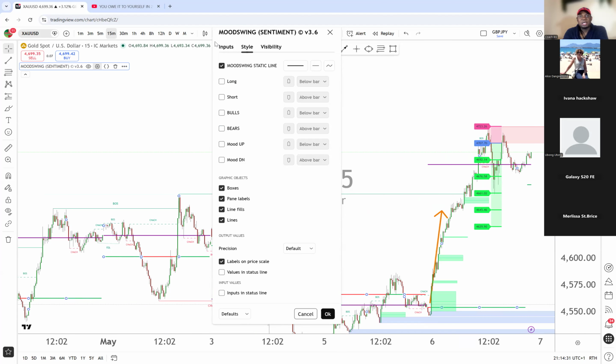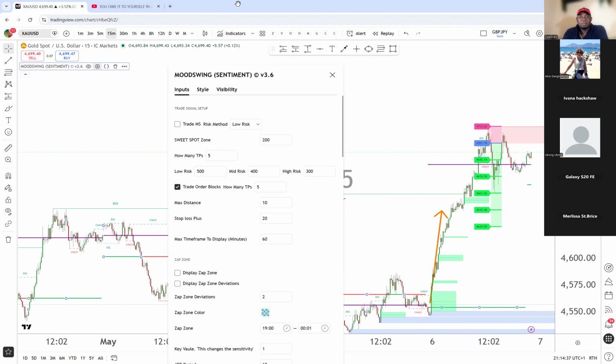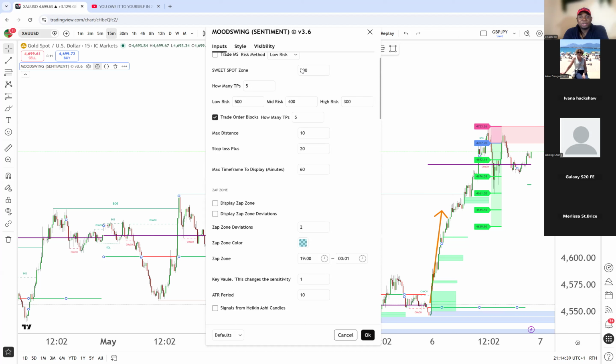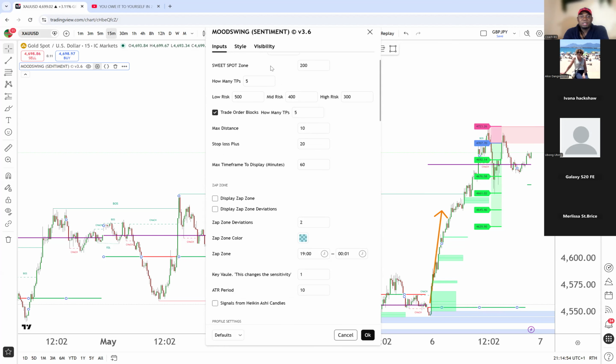Okay, right. Let's go to inputs. And if we go to inputs, this is where a lot of the action is. So let's start with trade MS risk method. So this is one of the trading methods that we could use to get entries into the market.